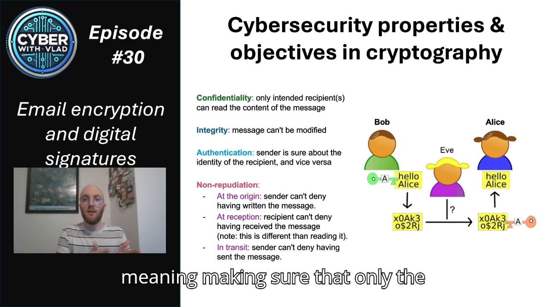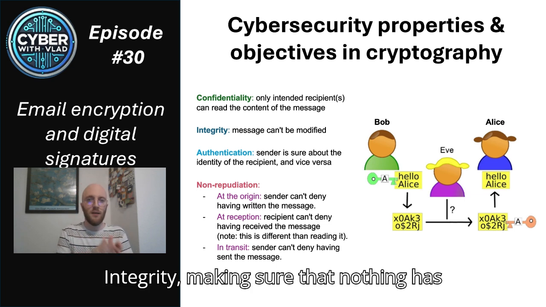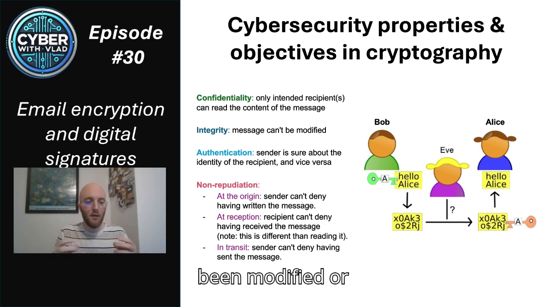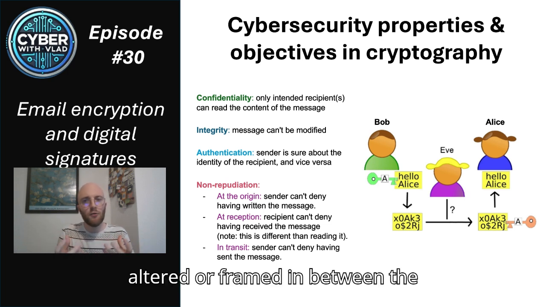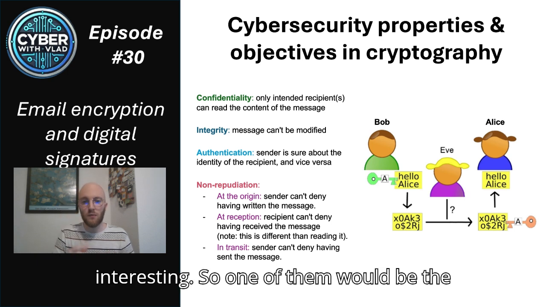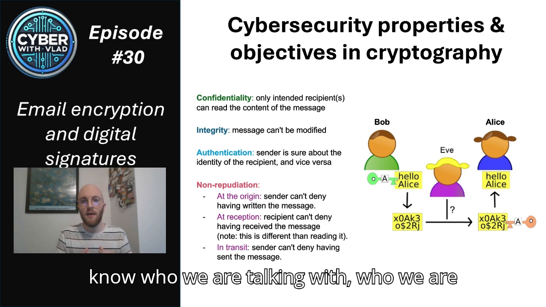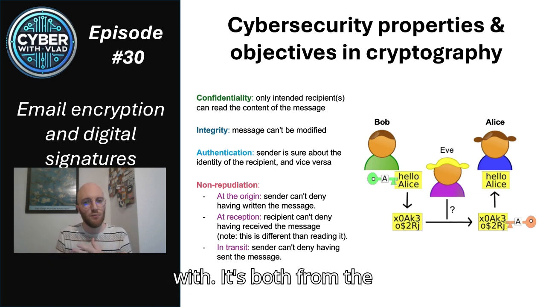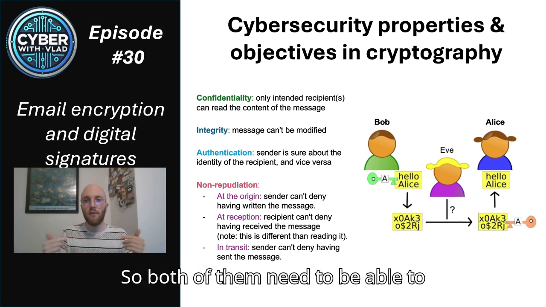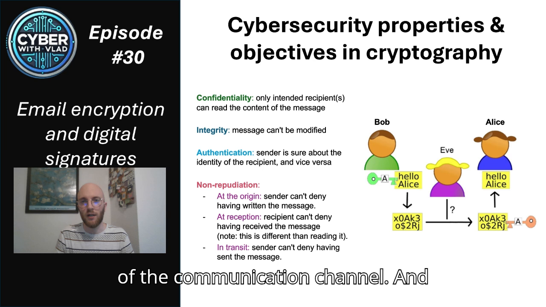So, confidentiality, meaning making sure that only the intended recipients can read our message. Integrity, making sure that nothing has been modified or altered or framed in between the sender and the recipient, and also other properties that are interesting. So one of them would be the authentication. So making sure that we know who we are talking with, who we are discussing with or exchanging messages with. It's both from the sender and the recipient's perspective. So both of them need to be able to confirm who is on the other side of the communication channel.